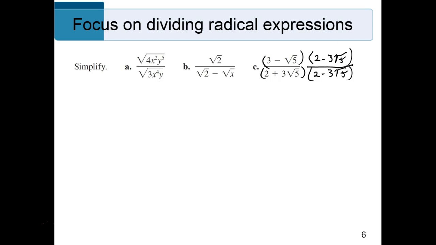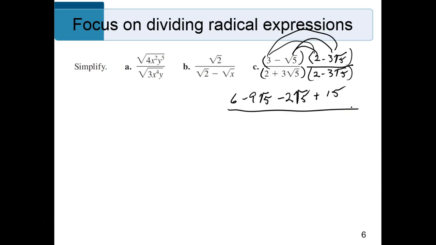We got two foiling situations, don't we? So what's the first term of the numerator? 6. If I do it underneath, it's going to get really messy, so I'm going to do it above. The second term in the numerator would be negative 9 root 5. The next term in the numerator, negative 2 root 5. And the last term in the numerator would be plus 3 times 5, which is 15. Does everybody see that? Okay. It's a bit messy, but hopefully seeable. We'll come back in a minute and combine like terms.